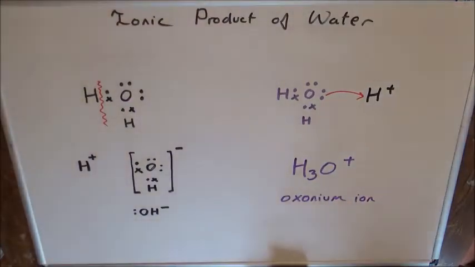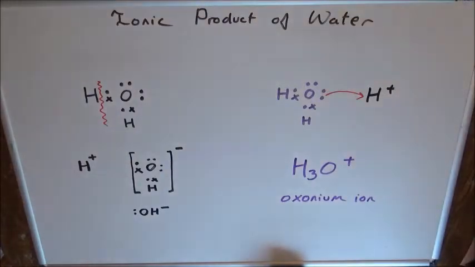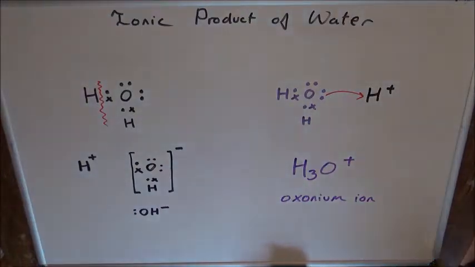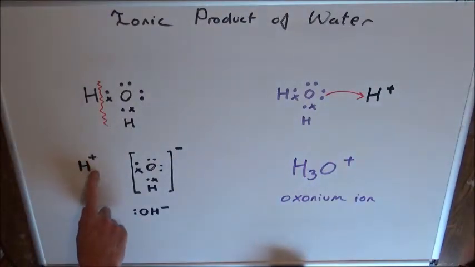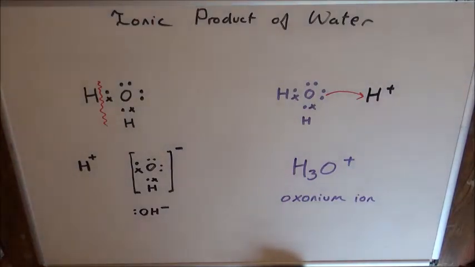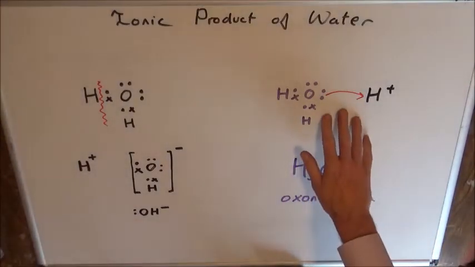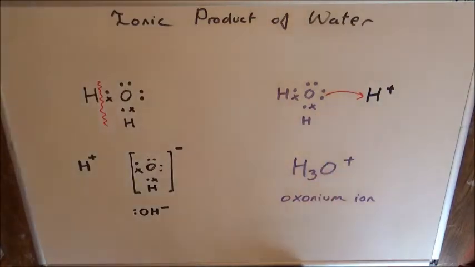Now this process is called the auto-ionization of water, the spontaneous dissociation of water molecules into ions. And in doing this, water is acting as both an acid and a base. This water molecule is releasing a proton, so a proton donor is an acid, and this water molecule is acting as a proton acceptor. So it's acting as a base.